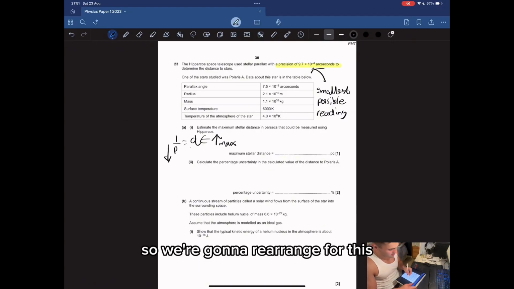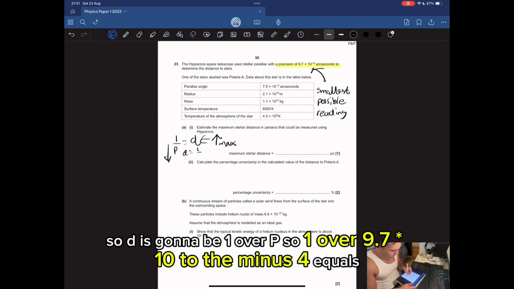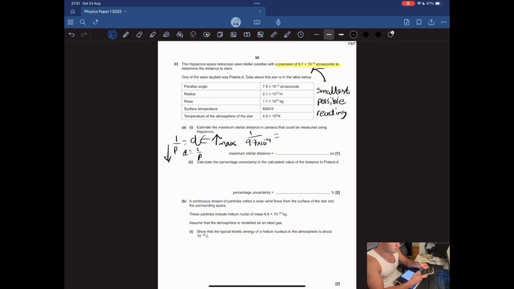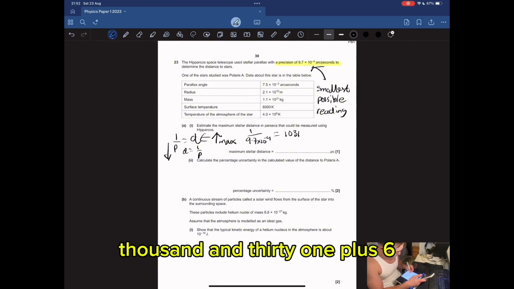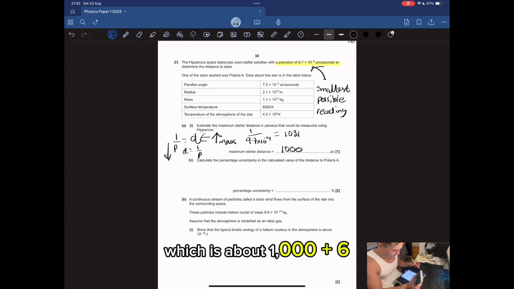So we're going to rearrange for this. D is going to be 1 over P. So 1 over 9.7 times 10 to the minus 4 equals 1031 parsecs, which is about 1000 parsecs.